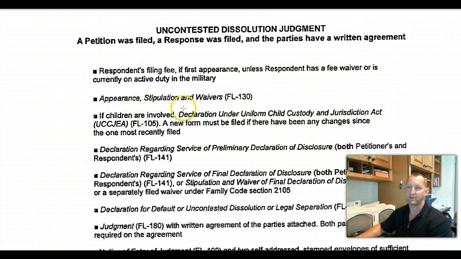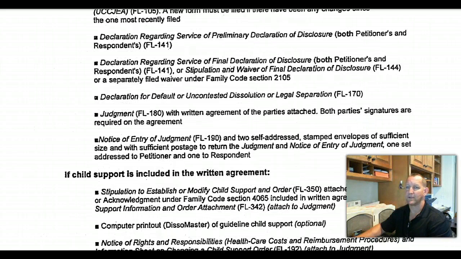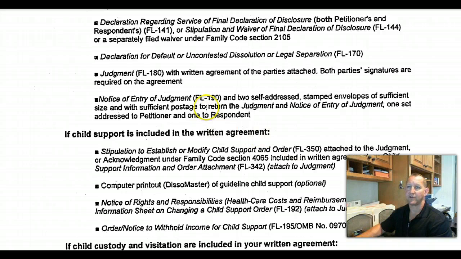You have to have your appearance, stip, and waivers form, FL 130. If there's children, you have to have your UCCJEA, FL 105. Your declaration regarding service, a final declaration of disclosure. And again, both parties will have to have this. Declaration for default or uncontested dissolution. Your notice of entry of judgment.